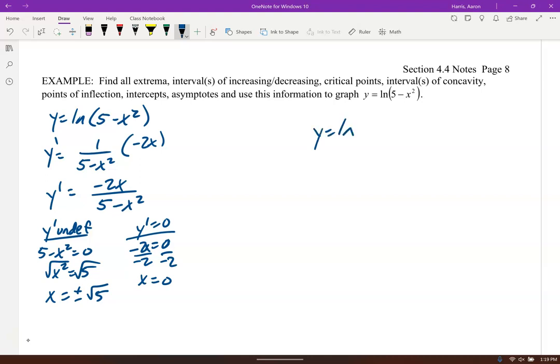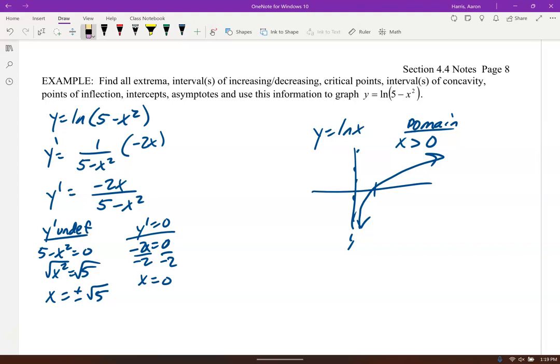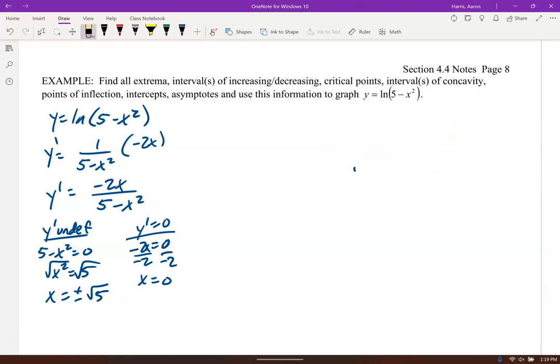I also want you to think about the domain on this one. If you remember just the old natural log of x, looks like this, right? And its domain, there's a vertical asymptote, x equals 0, so x is positive as your domain on that. Okay. Well, this is the natural log of 5 minus x squared. So that 5 minus x squared has to be greater than 0. It's not natural log of x, it's natural log of 5 minus x squared. So let me erase this. So domain is helpful here, because 5 minus x squared has got to be greater than 0.